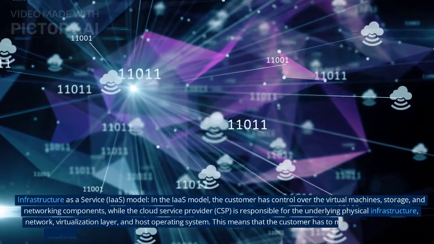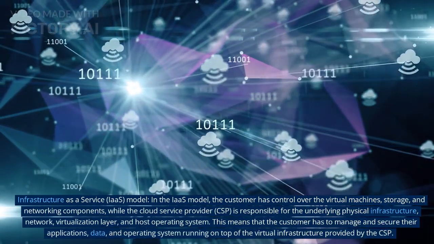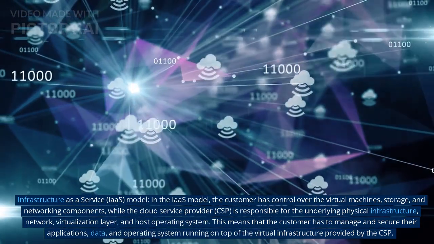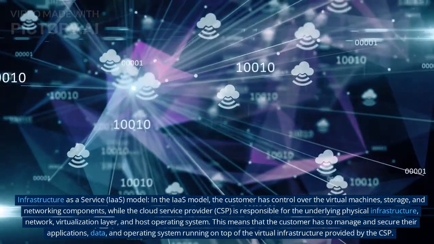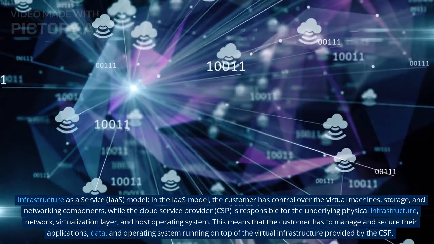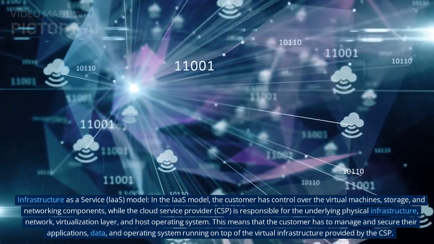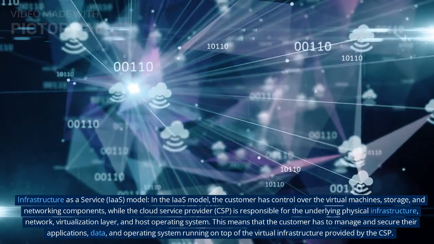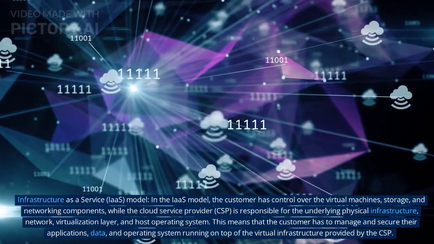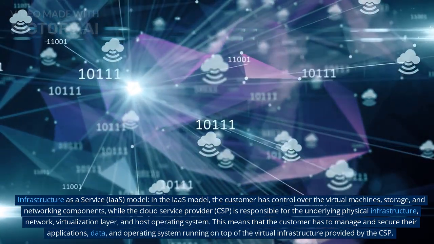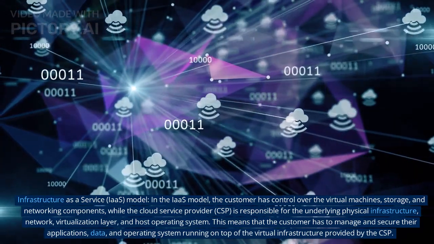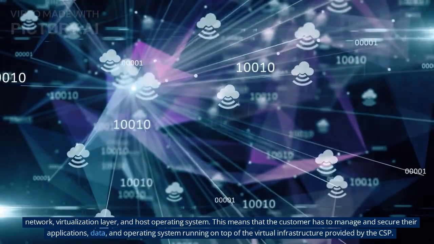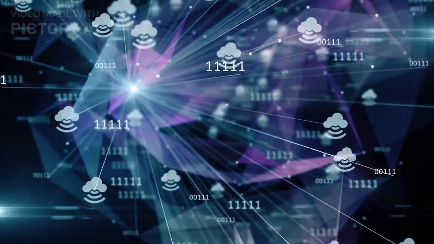Infrastructure as a Service (IaaS) model. In the IaaS model, the customer has control over the virtual machines, storage, and networking components, while the cloud service provider (CSP) is responsible for the underlying physical infrastructure, network, virtualization layer, and host operating system. This means that the customer has to manage and secure their applications, data, and operating system running on top of the virtual infrastructure provided by the CSP.